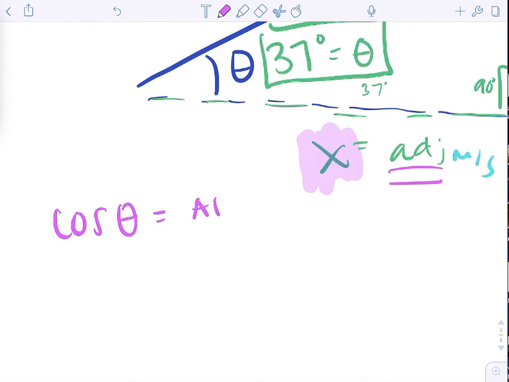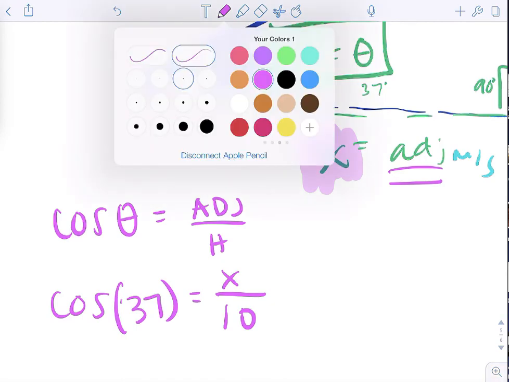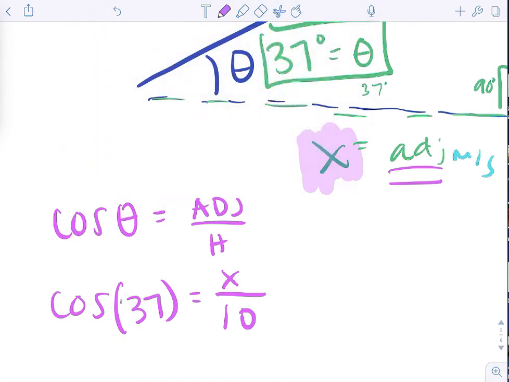So I will go ahead and write out that formula and plug stuff in. Cosine of, we know the angle is 37, equals that adjacent side over the hypotenuse. And again, we are trying to get that 10 away from that x, so the x is by itself. And I'm going to do the exact same thing I did in that first problem.